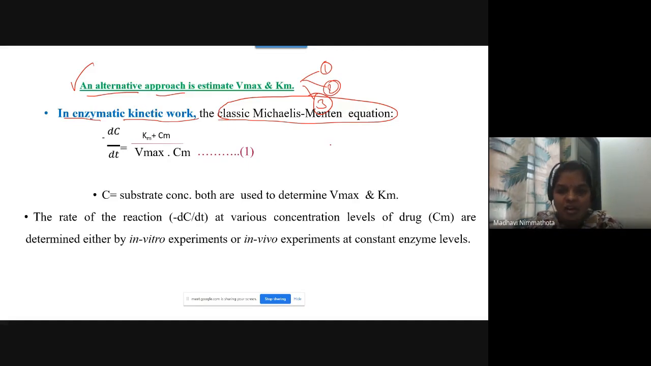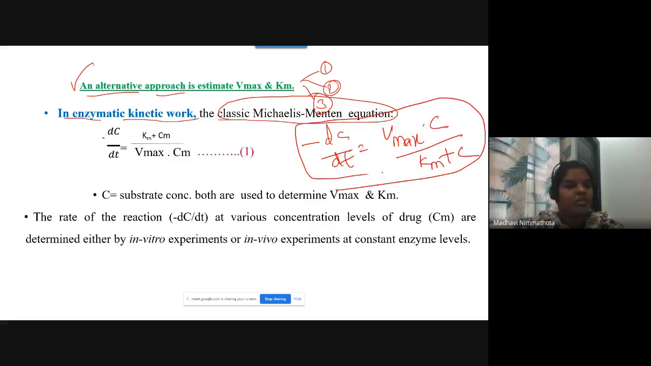So the general Michaelis-Menten equation is like this, right? Vmax into C by Km plus C. This equation, we all know about this equation. This is the general Michaelis-Menten equation. But this equation is from enzymatic kinetic work. Michaelis and Menten derived this equation in a classic model. So for this alternative approach, you can utilize this equation as the basic equation.